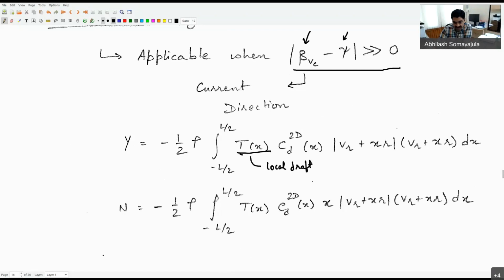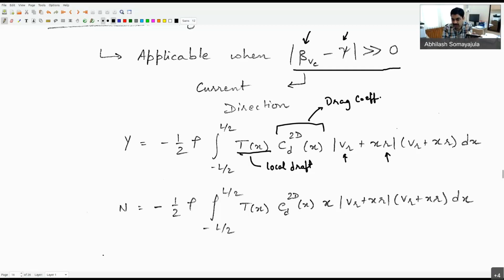Local draft of a 2D section. CD is the drag coefficient at that particular section, times the relative velocity at that particular section, which will be given by the sway velocity plus x times the rotational velocity r. Is that making sense? It's the same formula essentially, but now applied in the lateral direction. I'm looking at the forces and the velocities along the lateral direction of the ship.